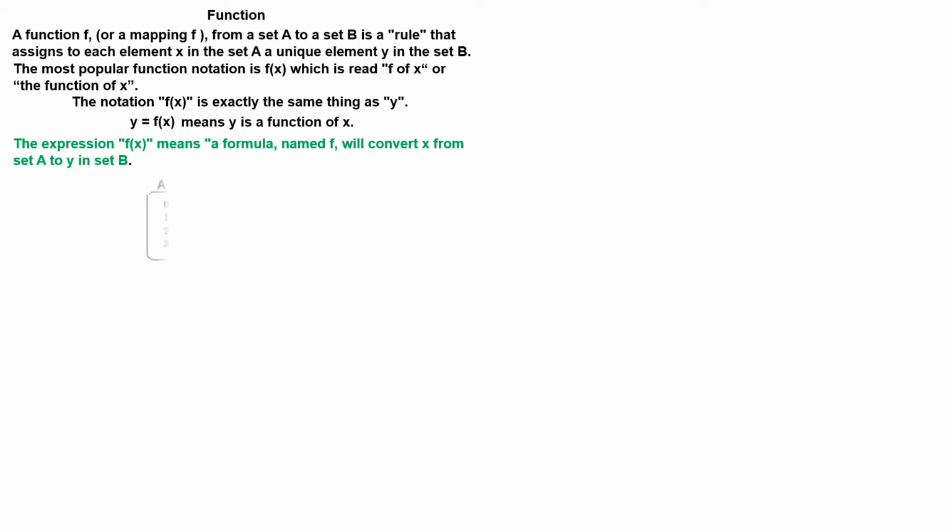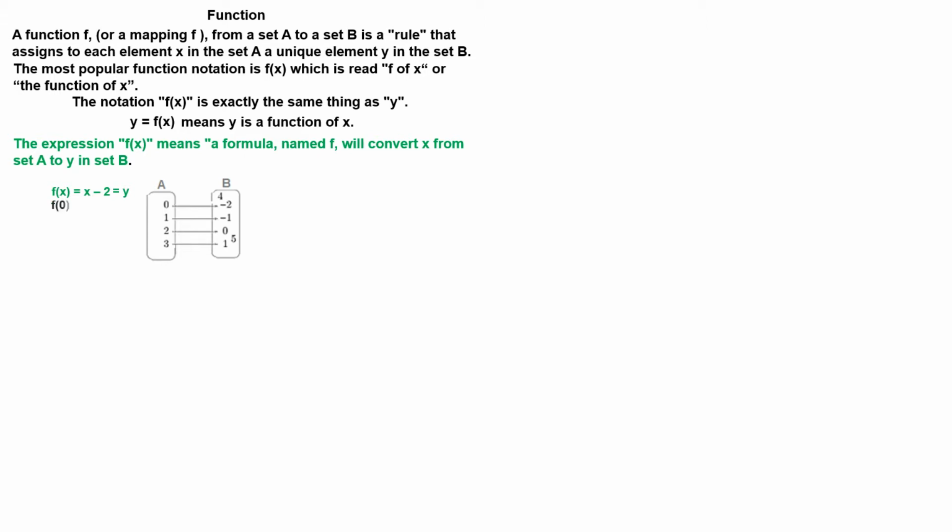Take a look at the following example. Let's find a rule that assigns to each element x in the set A a unique element y in the set B. The rule is: take x in the set A and subtract 2. Now we write the function in mathematical symbols. f of x equals x minus 2. Let's check it out.